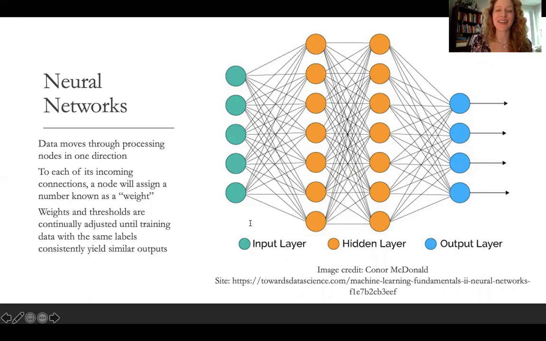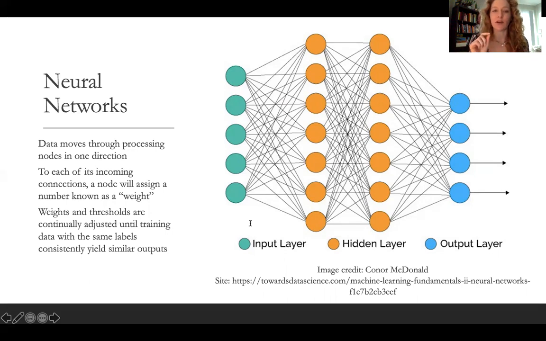All right, so let's get a little bit technical. A neural network consists of thousands or millions of simple lines of code that are interconnected. These are called processing nodes. Data moves through them in one direction, okay? And it moves through one node that may be connected to several other nodes in the layer beneath it.